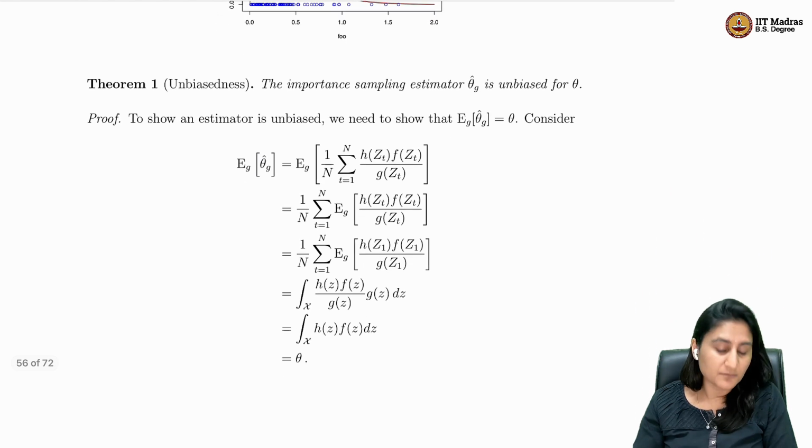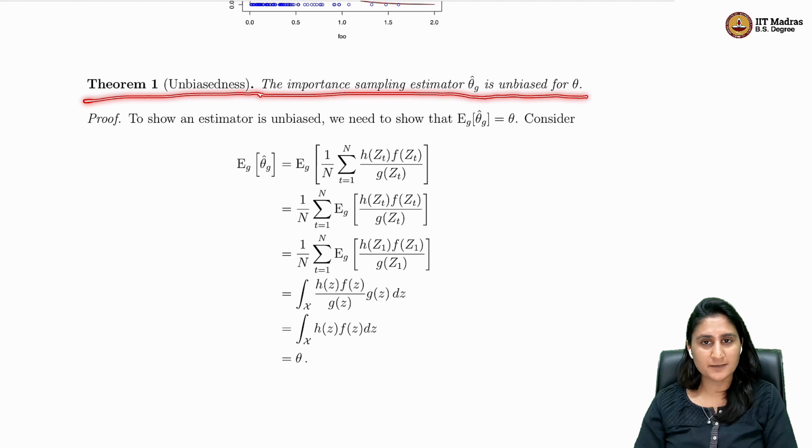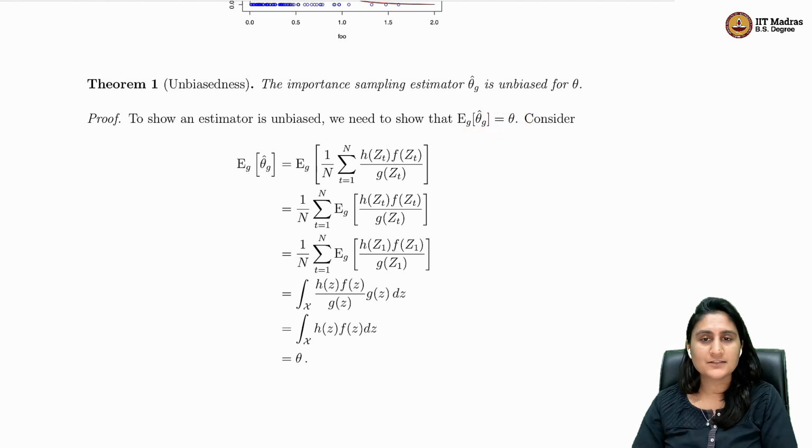So the first theorem towards this cause is showing unbiasedness. The importance sampling estimator theta hat G is unbiased for theta. Now, it's a pretty straightforward proof. To show that an estimator is unbiased, I just need to show that the expectation of that estimator is equal to theta. That's all I need to show, that the expectation is equal to the desired quantity.